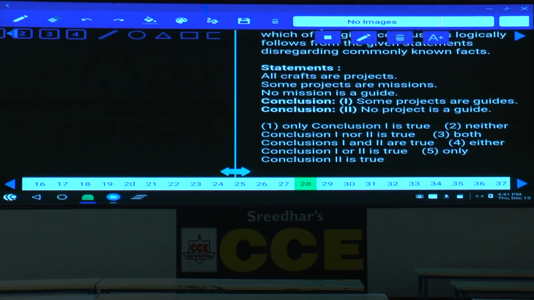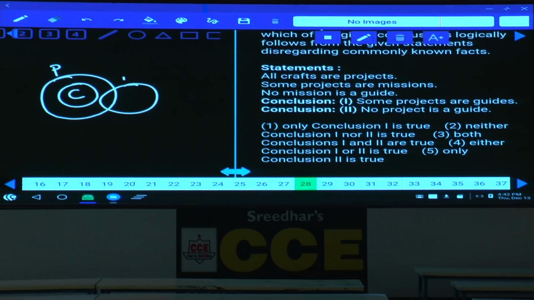Then 28, all crafts are projects. Now all these crafts are what? All crafts are projects. Some projects are missions, and no mission is a guide. No mission is a guide can be written like this. All crafts are projects, some projects are missions, no mission is a guide. Then first one, some projects are guides. Some projects are guides, that is false. And the second one, no project is a guide, definitely true.